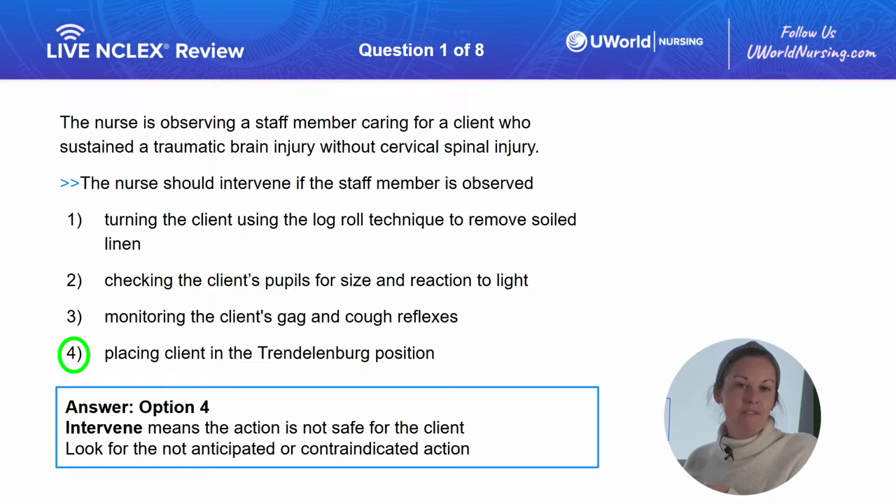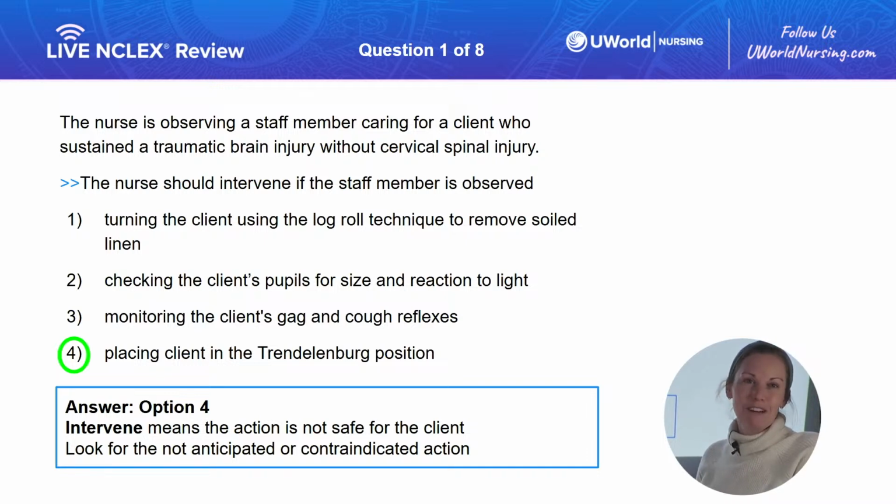And then again, if we're repositioning these clients, we want to do it slowly. We don't want our head to experience any major changes in pressure. What we see in option 1, this is totally appropriate. A log roll technique is safe for a client with a head injury. On option 2, we're going to use our pupils to be an indicator of brain health. That's part of our Glasgow coma scale.